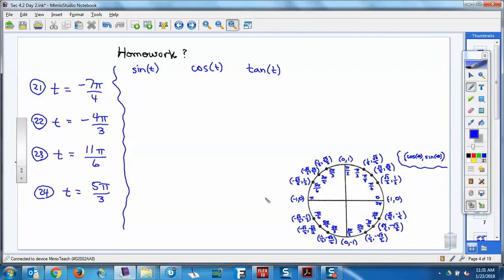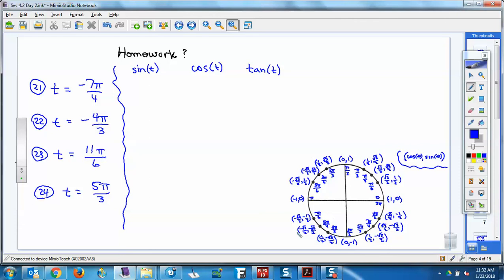Okay? All right, 21. Negative 7 pi fourths. What quadrant is negative 7 pi fourths in? Quadrant 1. Okay? Now, maybe that's the first thing we should talk about, or go back and review, is get them in the right quadrant. Because if you get this memorized, if you know what these coordinates are, then it's just a matter of getting in the right spot. And then you got it. So negative 7 pi fourths.